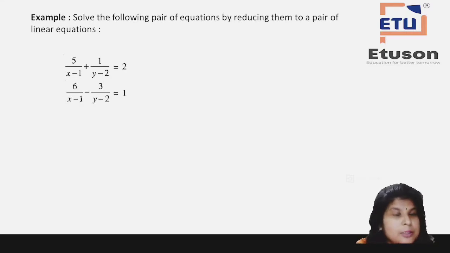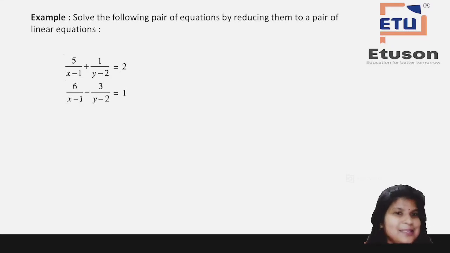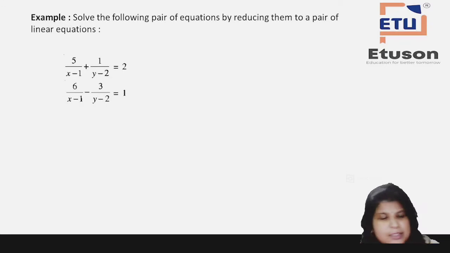So, what are our given equations here? 5 divided by x minus 1 plus 1 divided by y minus 2 is equal to 2. And the second one is 6 divided by x minus 1 minus 3 divided by y minus 2 is equal to 1. Now, tell me, these two equations, are they in standard form? What is our standard form? Again, I am repeating, it is ax plus by plus c is equal to 0. So, this is not in standard form.